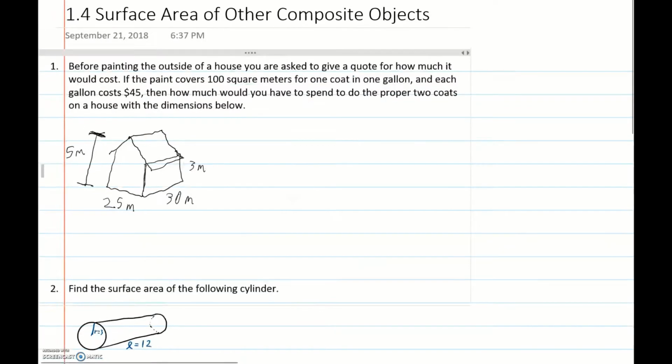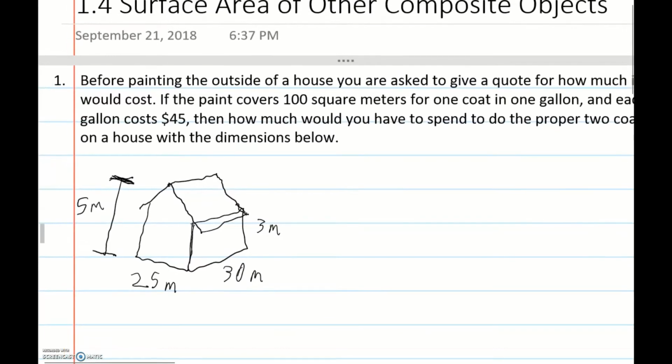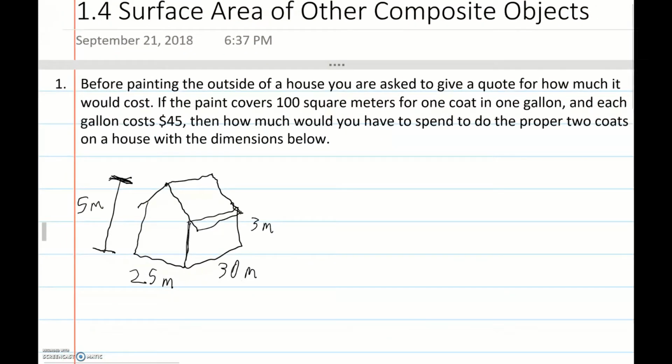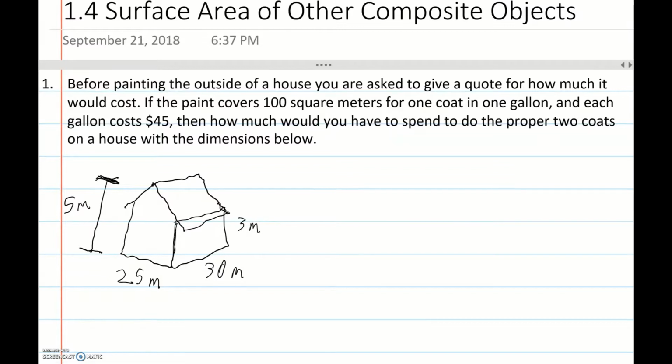Okay, we're going to look at two different questions here. Our first question is a little bit of a word problem. Before painting the outside of a house, you are asked to give a quote for how much it would cost. If the paint covers 100 square meters for one coat and 1 gallon, and each gallon costs $45, how much would you have to spend to do the proper 2 coats on a house with the dimensions below?